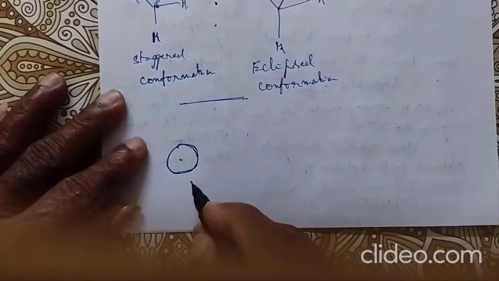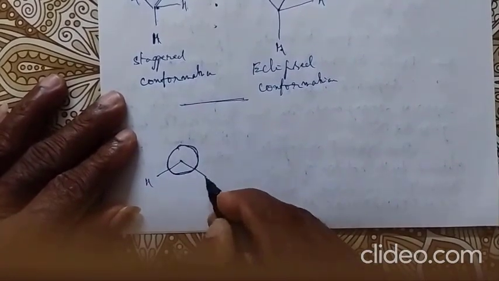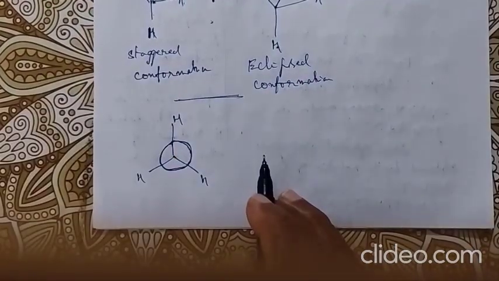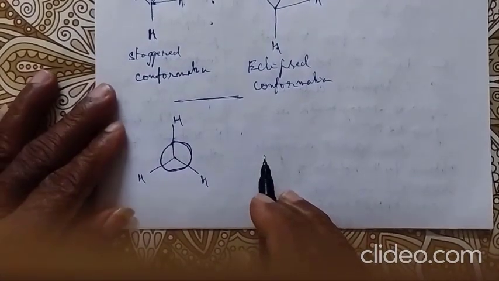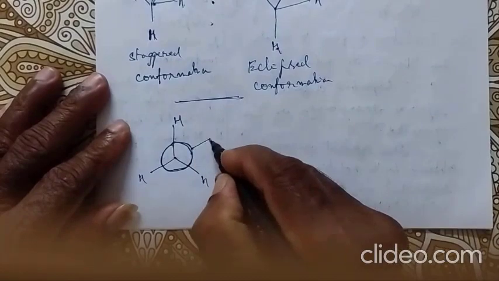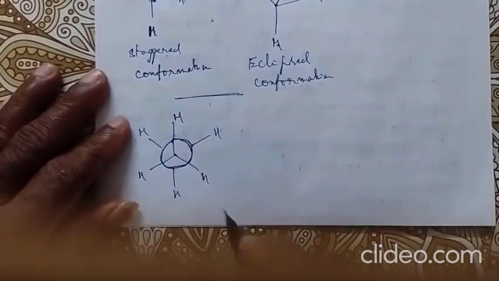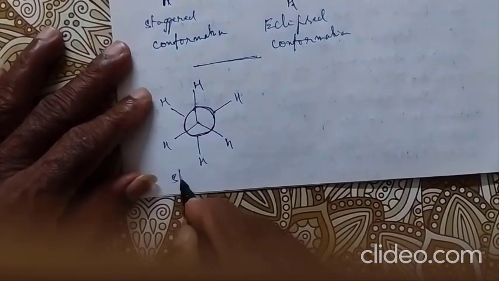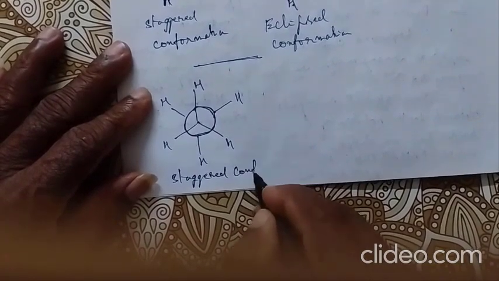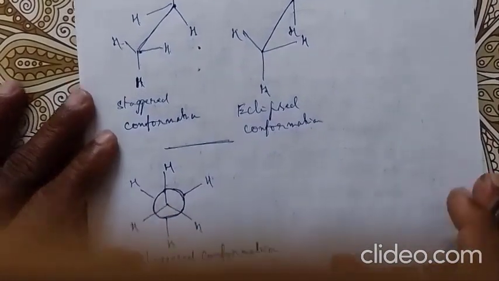The hydrogen atoms attached to the front carbon are shown by C-H bonds in this manner. So this is H and of course this is H. The C-H bonds of the rear carbon are shown from the circumference of the circle in this manner. So this is hydrogen here, this is hydrogen, this is hydrogen. So what is this? This is staggered conformation.